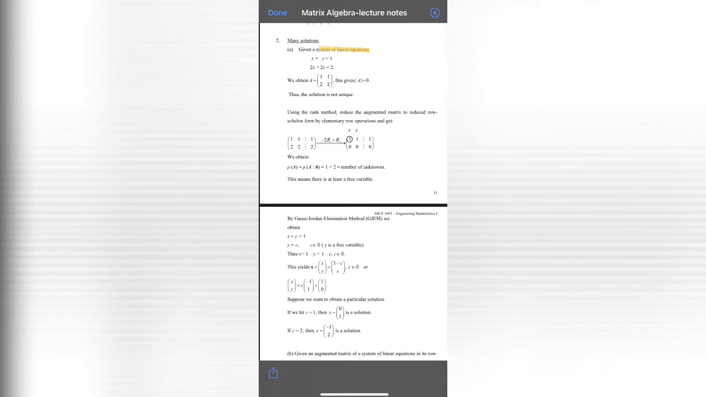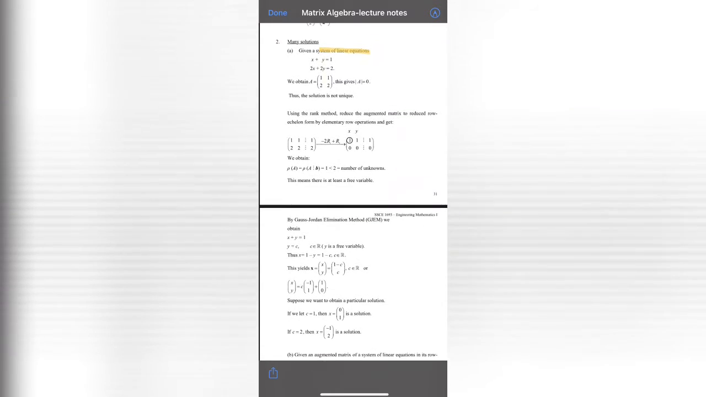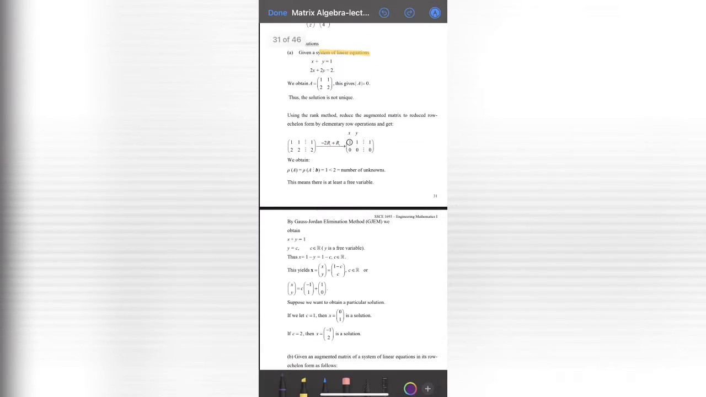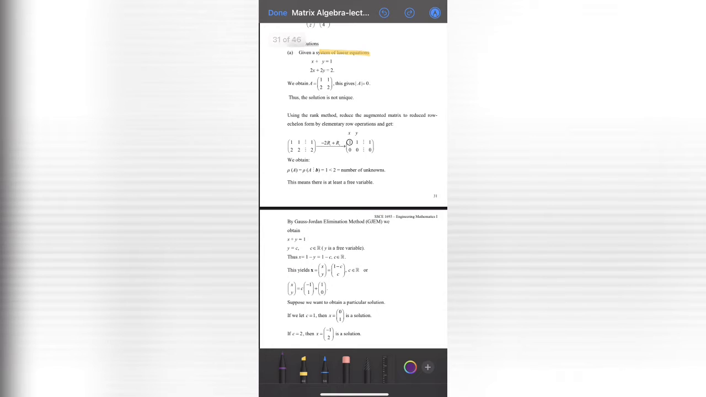In this video, our group will explain many solutions. I will explain given a system of linear equations. Our linear equations are x plus y equals 1, 2x plus 2y equals 2. From that, we write it in matrix form, which is A equals 1, 2, 1, 2.